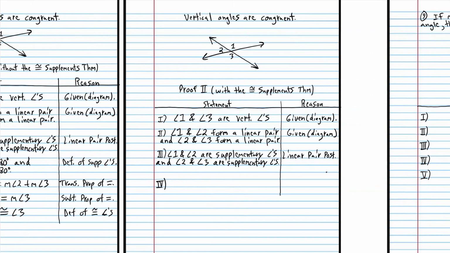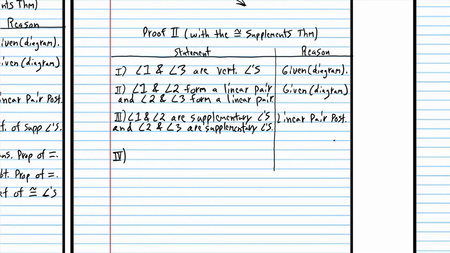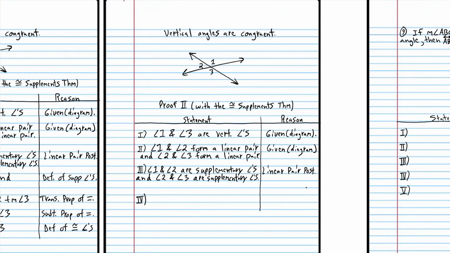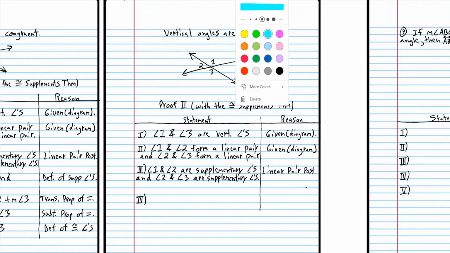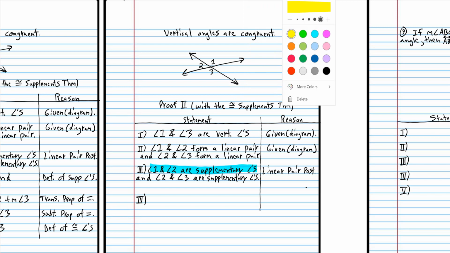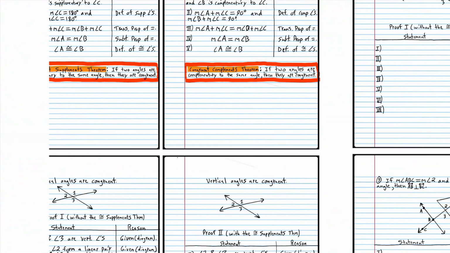All right, so we're at the step where we've shown that angle 1 and angle 2 are supplementary angles. And let me highlight that. Angle 1 and angle 2 are supplementary angles. And we also know that angle 2 and angle 3 are supplementary angles. So we're going to use the Congruent Supplements Theorem.